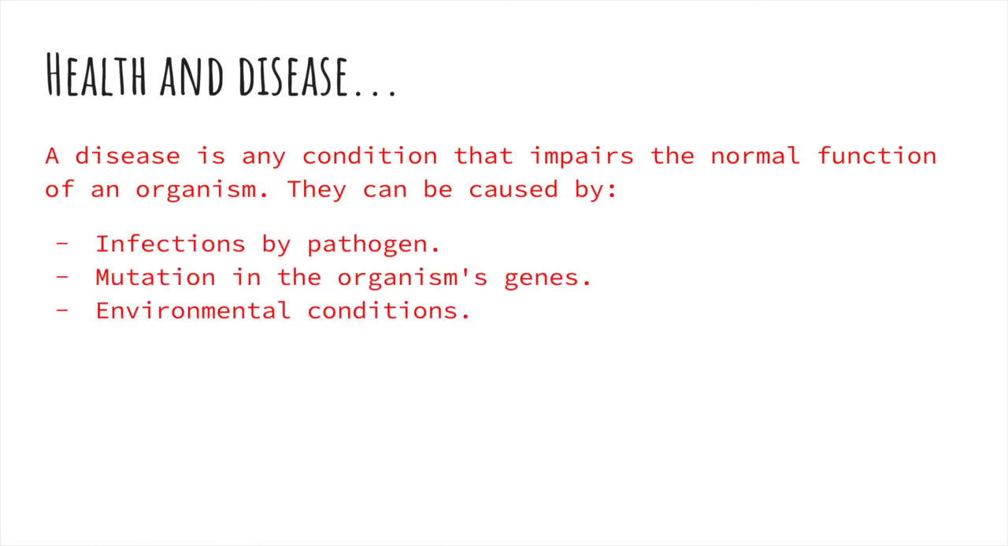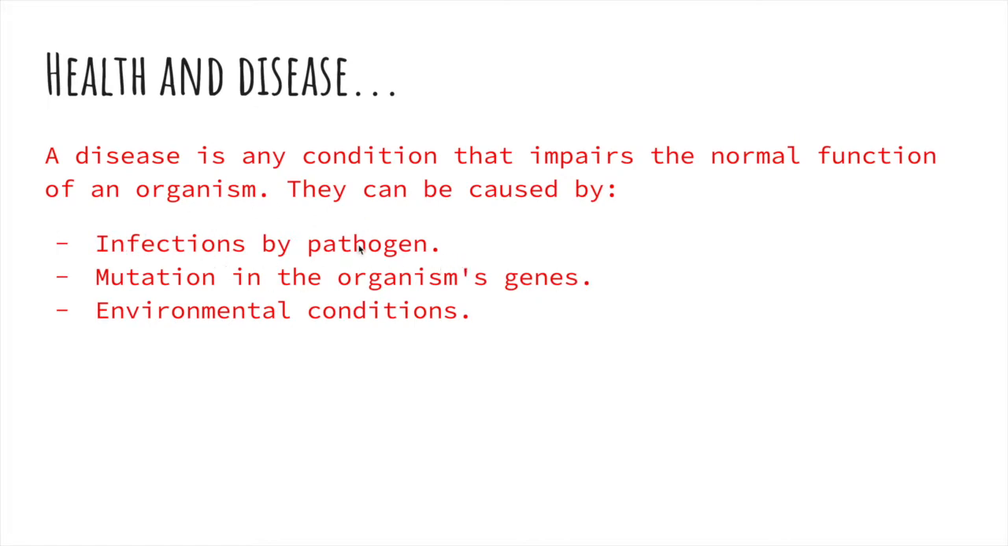So the one that we're all worried about at the moment is infections by pathogens, but it can also be a mutation in an organism's genes or environmental conditions. So lots of diseases are caused by the environment. You're exposed to something and it makes you ill. Other illnesses like cancer, like diabetes, like cardiovascular disease are often caused by something wrong within your genes. It's a genetic condition.